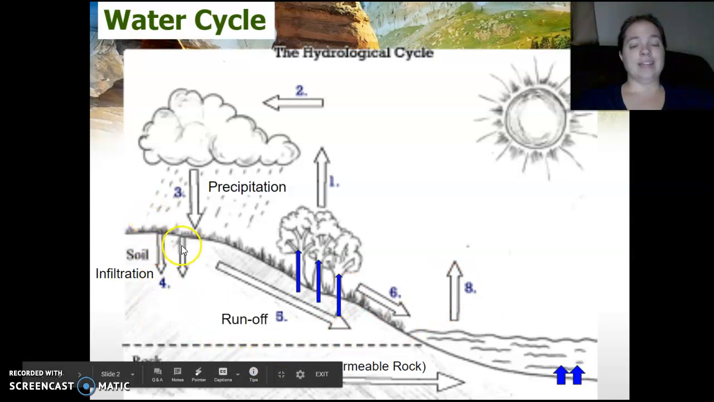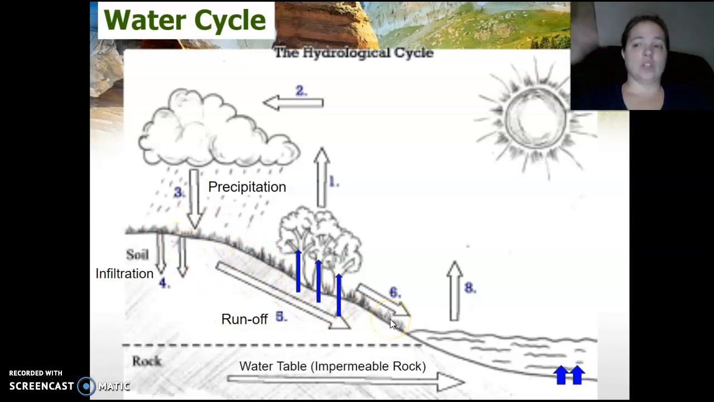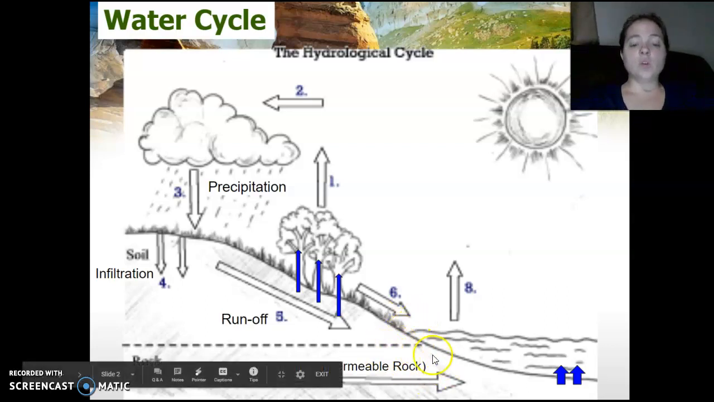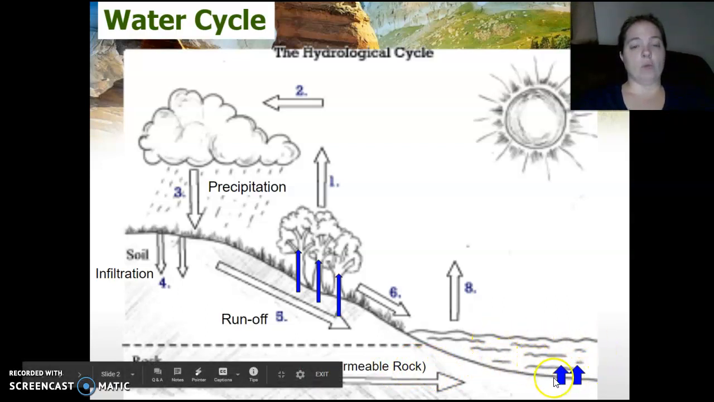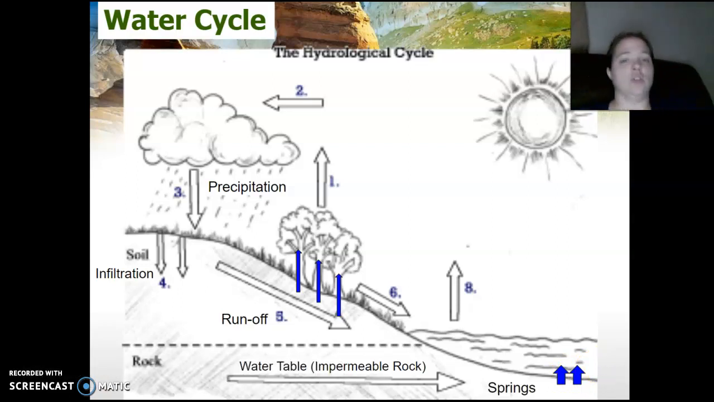The next thing it could do, if there's too much water or it's too steep, is runoff, where it flows down, bunches into streams, and goes out into a body of water. Looking at this impermeable rock, when all this water flows down and gets to it, where does it go? It has nowhere to go. Well, over here at a body of water, you have holes or cracks. These holes or cracks are called springs. That's where the natural water comes up and filters into the bodies of water.